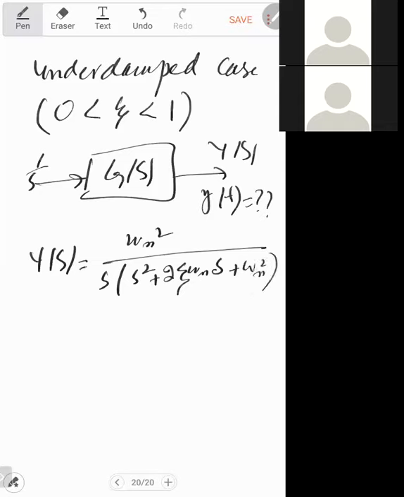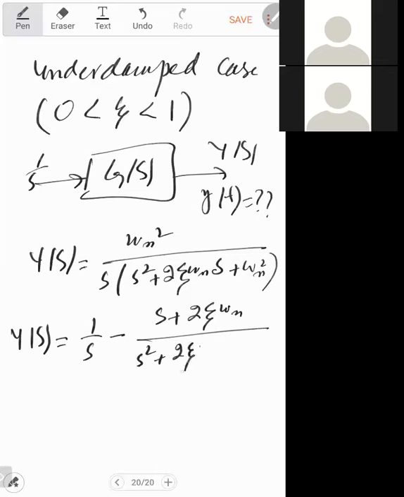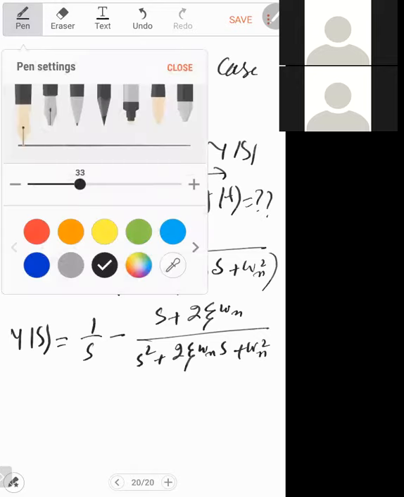We can rewrite this expression in this way, that Y of s is equal to 1 over s minus (s plus 2 zeta omega n) divided by (s squared plus 2 zeta omega n s plus omega n squared). It's straightforward. If you simplify this again, you can get the original function. Let me show.